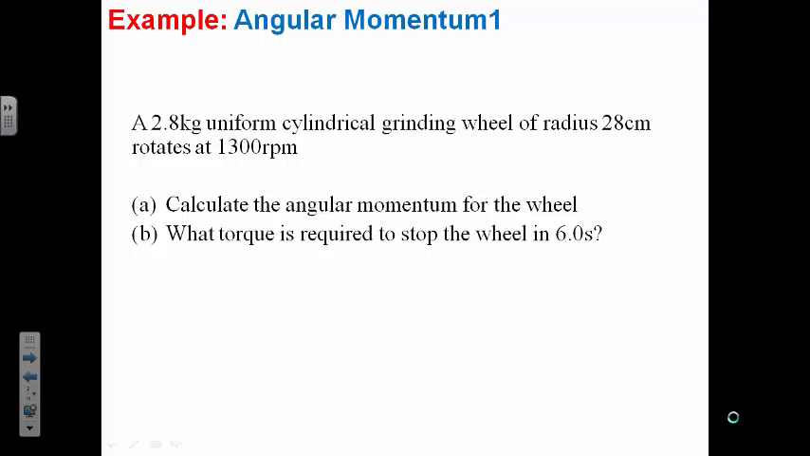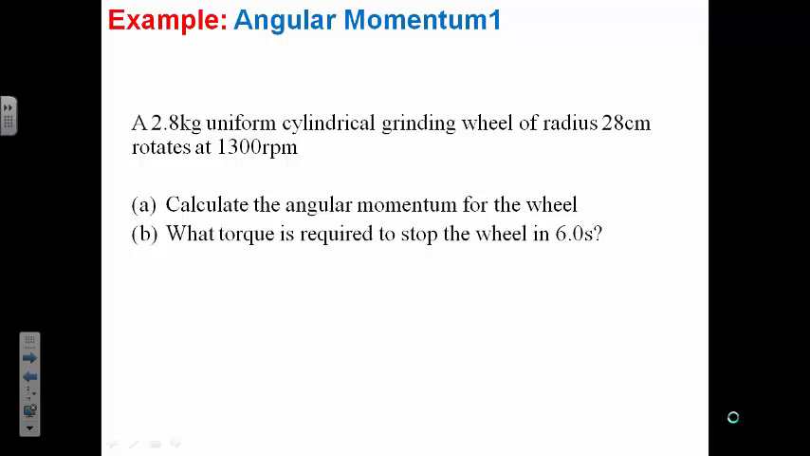Alright, in this video we just want to do an example problem involving angular momentum calculations. So we have this uniform cylinder, essentially a grinding wheel, that has a radius of 28 centimeters and it rotates at 1300 RPM, and we need to calculate the angular momentum of this wheel, and then we want to know the torque that we need to apply to stop this wheel.